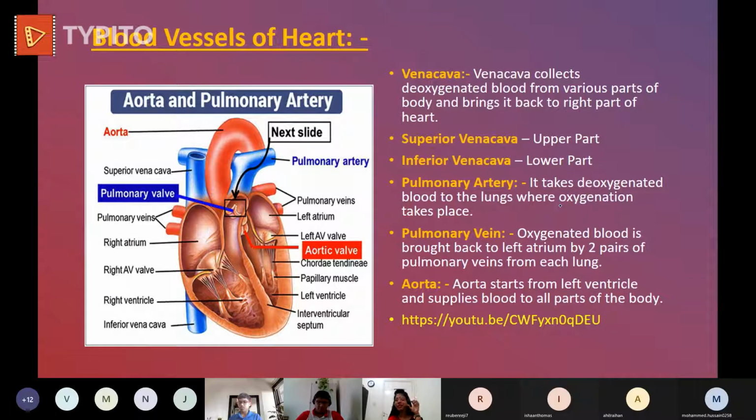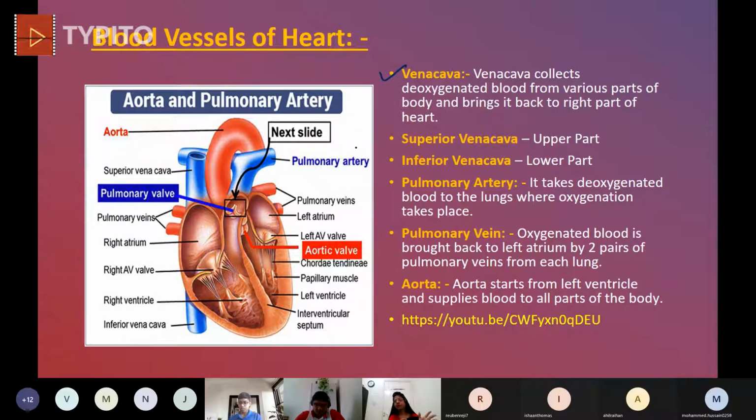So the heart is connected with many blood vessels. There are some blood vessels which are giving blood to the heart, and some blood vessels which are taking blood out of the heart. So many blood vessels are there. The name of one blood vessel is vena cava. Now what is the vena cava?